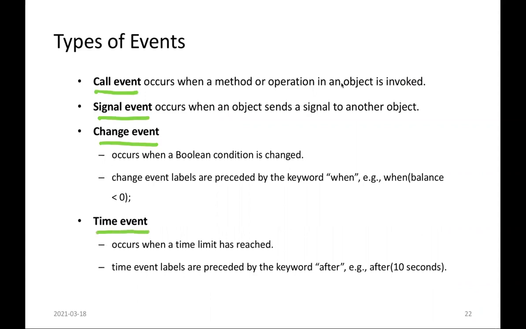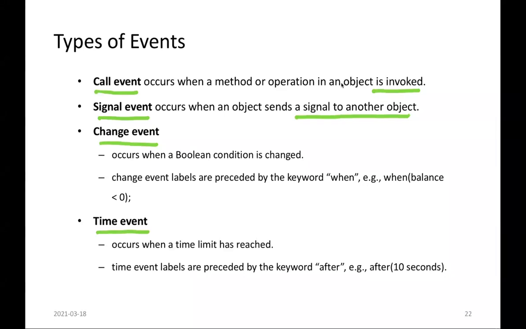A call event normally occurs when a method or operation in an object is invoked. So a method has been called, and this is what we call a call event. A signal event, on the other hand, occurs when an object sends a signal to another object. That's why signal events may occur.